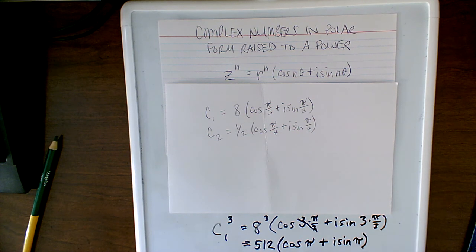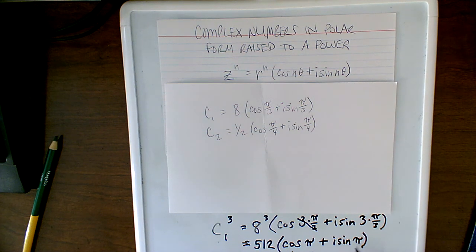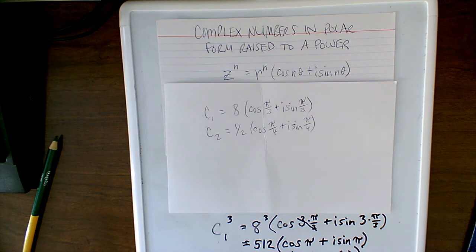And those are fairly straightforward because they're on the unit circle. So when I convert to rectangular form, cosine of pi is -1, and the sine of pi is 0. So this particular answer, I end up with no complex part because 0 times that goes away, and my answer is just -512.